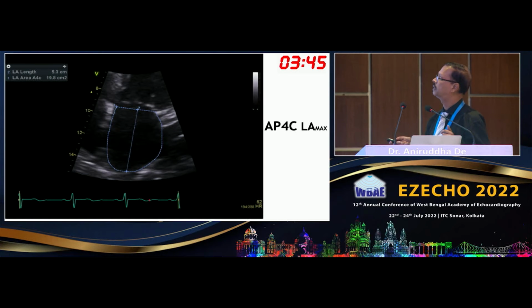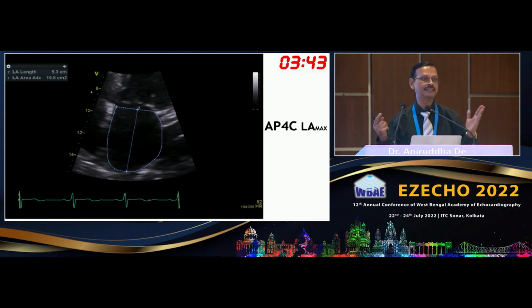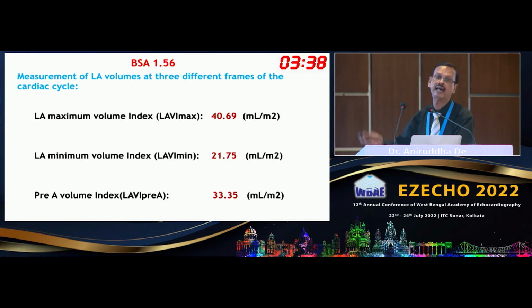In this case I did the same way, the maximum pre-A and the minimum volume. For lack of time, I'll go directly to what I have measured. The method is the same. What do you get? LA maximum volume is increased, mean volume is a little increased, and pre-A volume is also a little increased.